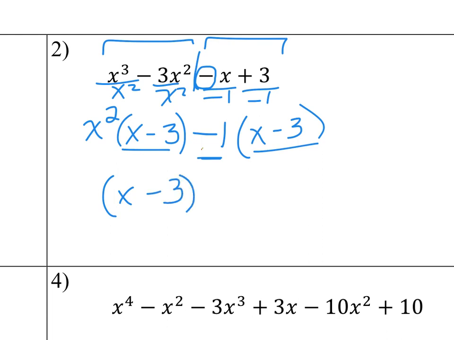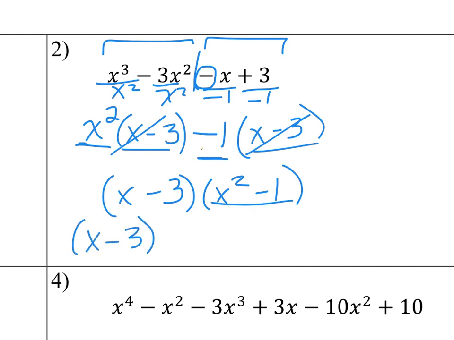Factor out the x minus 3, and we're left with x squared minus 1. Oh look, we can do more. This is where the factoring gets super fun and crazy, which is super enjoyable to me. So x squared minus 1: remember, it's x plus 1, x minus 1. It's 2 terms, so look on your flowchart and you'll see that it's a difference of 2 perfect squares.